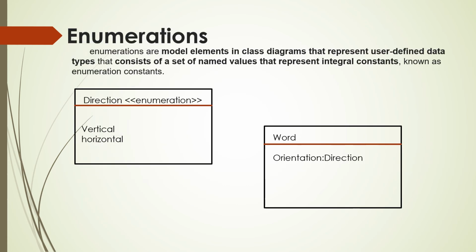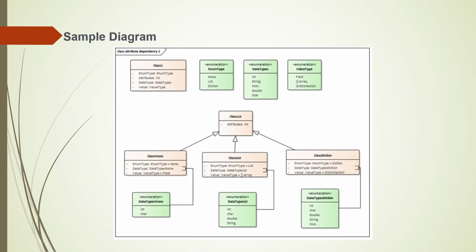A class diagram can also have enumerations. Enumerations are model elements in a class diagram that represent user-defined data types that consist of a set of named values, known as enumeration constants. An enumeration is a simple enumerated type such as on-off for the set of states of a switch. It is represented as a rectangle in a class diagram with the stereotype enumeration and with its values listed. This figure is a sample illustration of an attribute with enumeration.